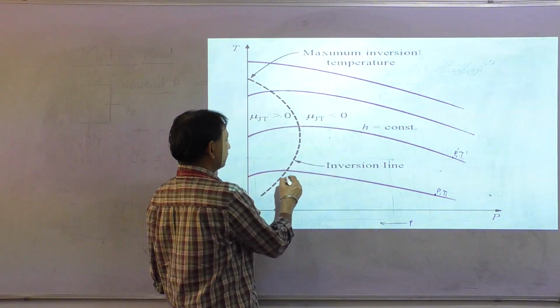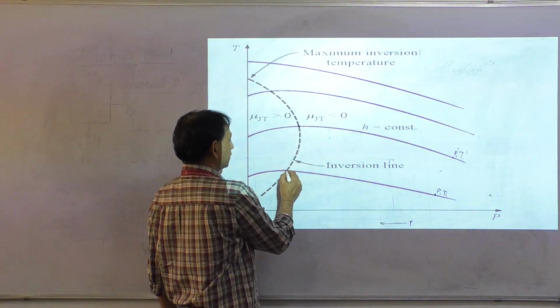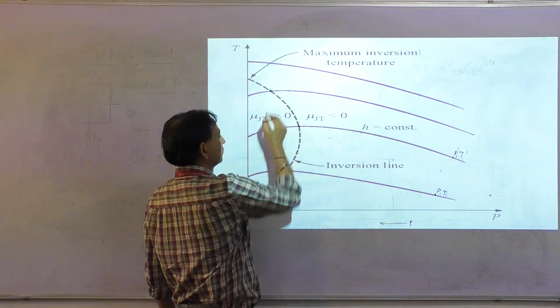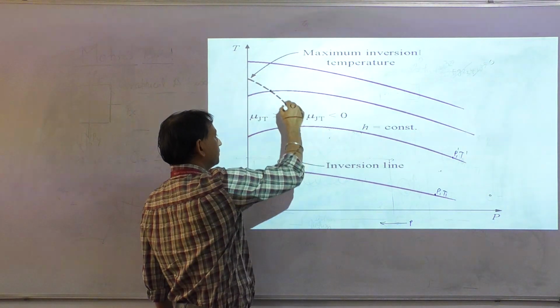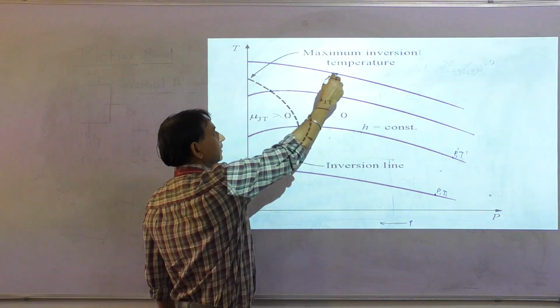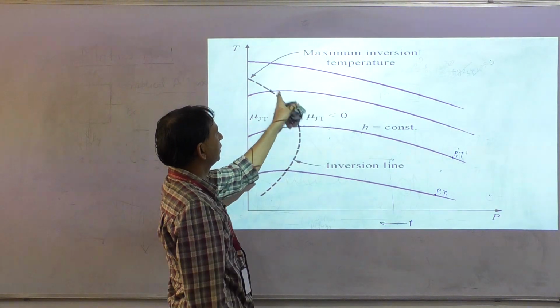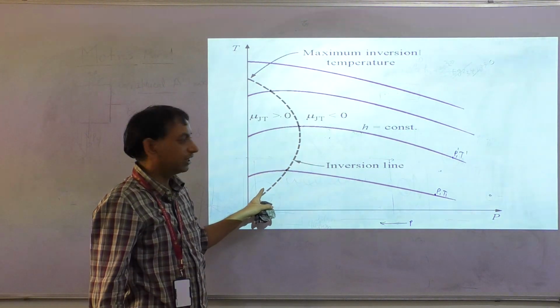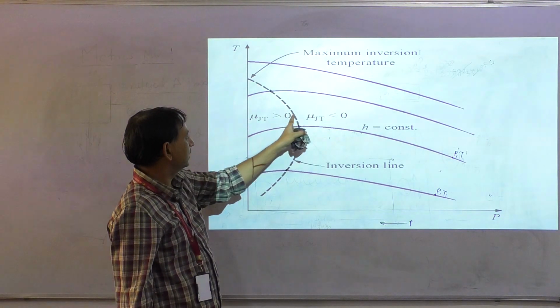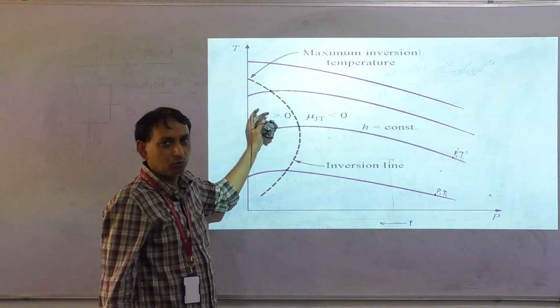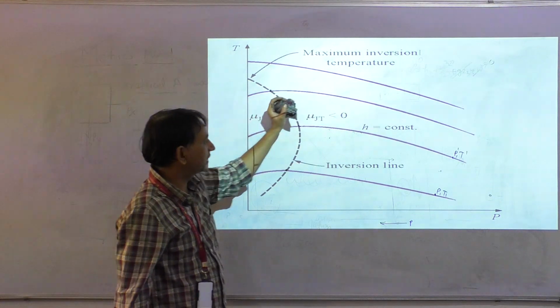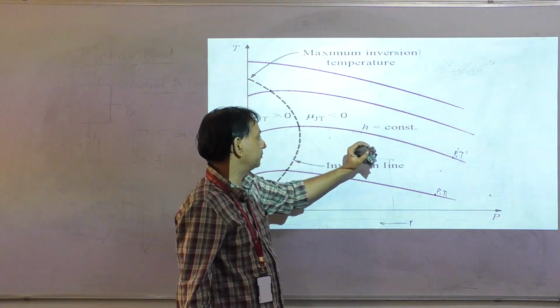So here we find a maximum point, and this one is the maximum point. We have generated another maximum point. So when we join these maximum points, we generate a curve that is called the inversion curve. And inside the inversion curve, the cooling effect is performed. Outside the inversion curve, the heating effect is performed.